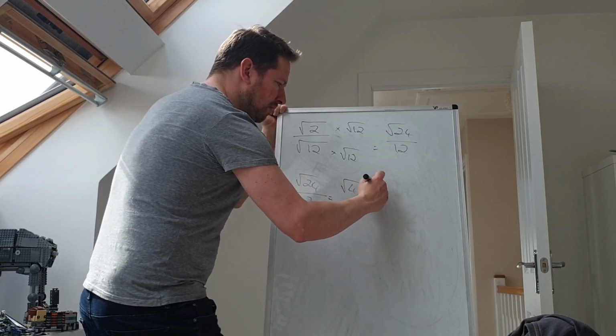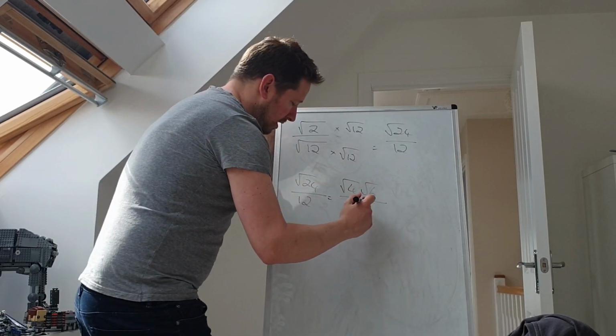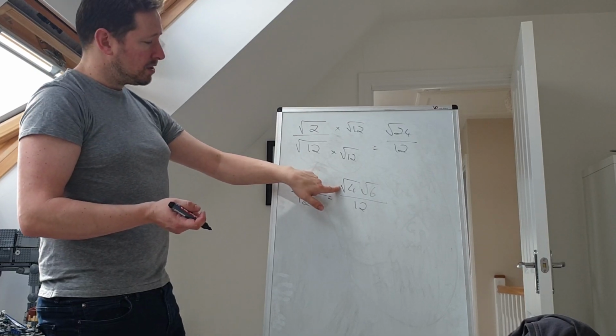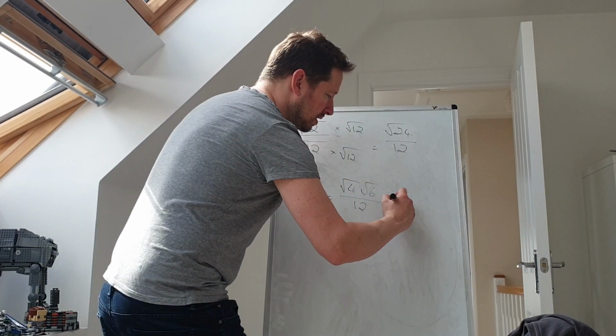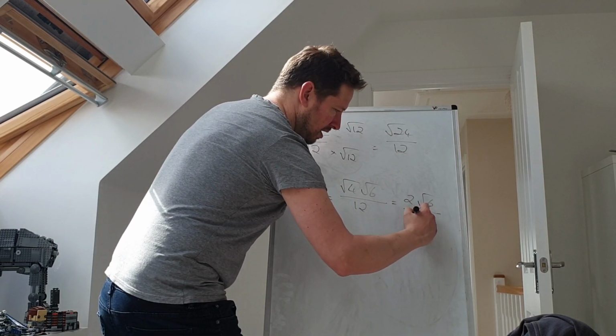Square root of 4 times the square root of 6. Square root of 4 times the square root of 6 is the square root of 24. Now, why did I choose those numbers? Well, it's because I can do the square root of 4. So the square root of 4 is 2. So it's going to be 2 root 6 over 12.